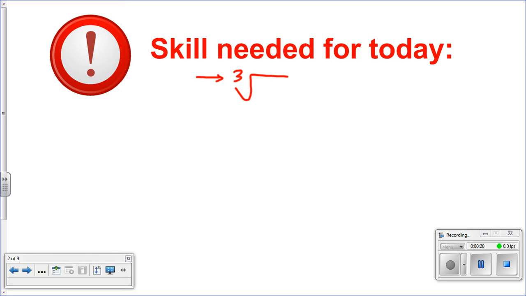This is the cube root as opposed to the square root. This number right here is called an index, and it tells you what root we're looking for. The number underneath is called a radicand. So let me give you a couple examples here.